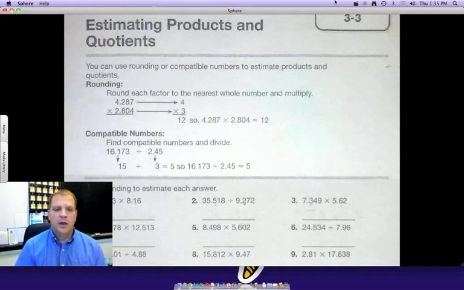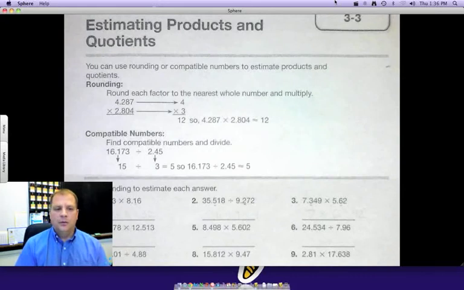When dividing by decimals, you may use compatible numbers to estimate as well. For this example, 16 and 173 thousandths becomes 15, because I know 15 divided by 3 is easy to do in my head. So that 2 and 45 hundredths becomes 3. So 15 divided by 3 equals 5.